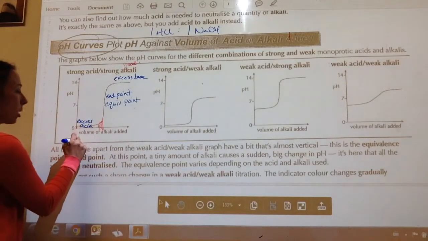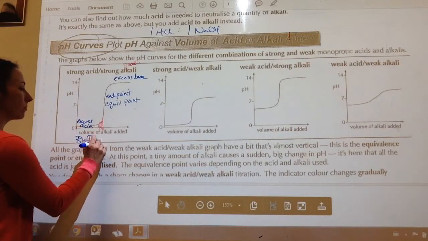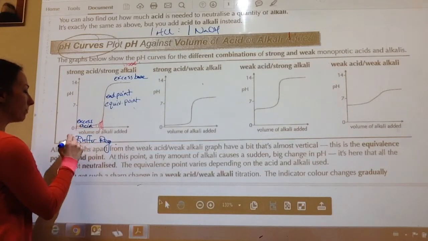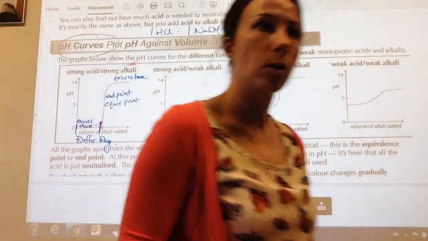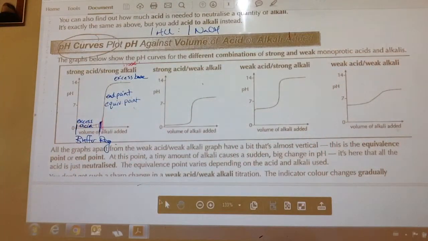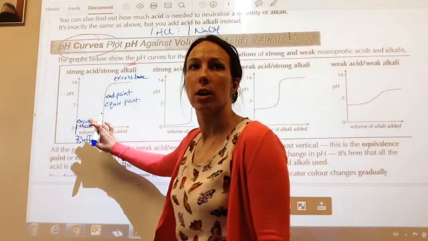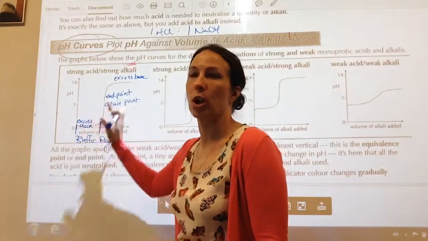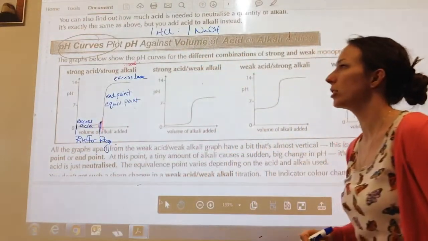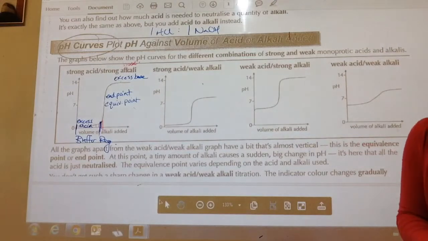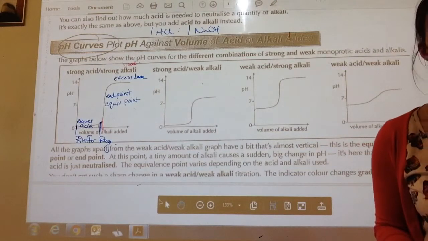This is also called a buffer region, or buffer zone, from here to here. And we'll talk more about the buffer zone when we talk about buffers. But for now, I'll just say that that flat line beforehand is resisting change. Do you see it there, resisting the change? Gobbled up all the base. No, I don't want to change. So it's called a buffer zone, or buffer region. All right, everybody happy with that?